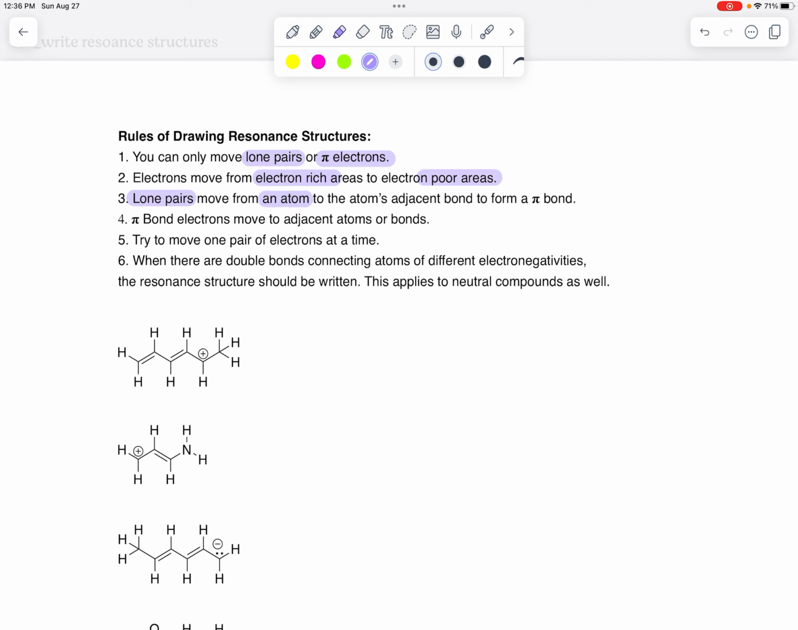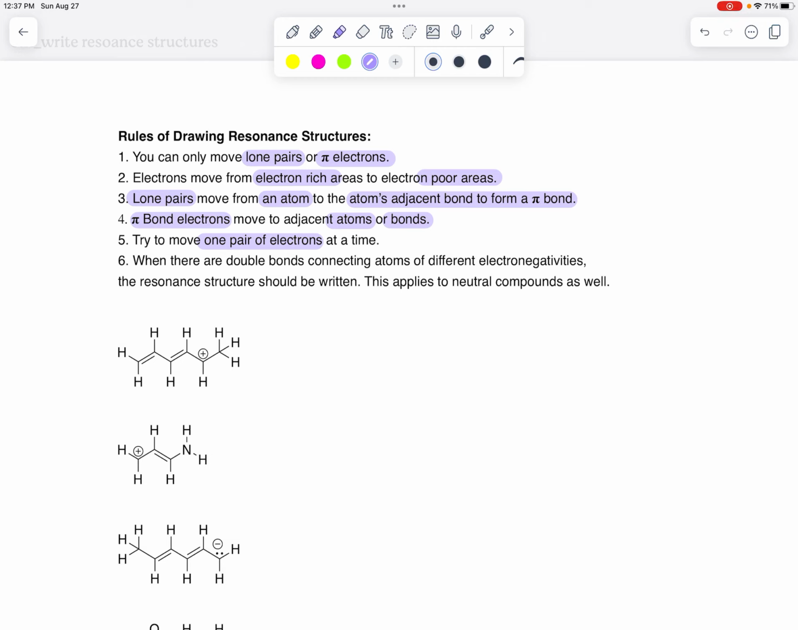A lone pair belongs to an atom, and it can only move from that atom to the atom's adjacent bond to form a pi bond. When you move pi bond electrons, those electrons could be moved to the adjacent atom, where the atom is forming a pi bond with its neighbor, or to the adjacent bonds. Very importantly, try to only move one pair of electrons at a time so you can write out all the possible resonance structures.